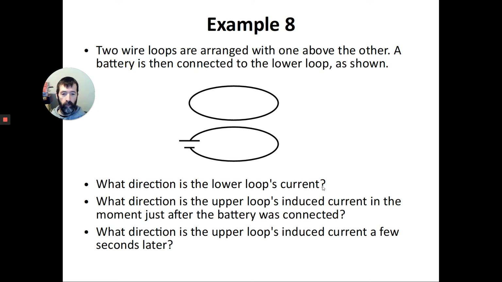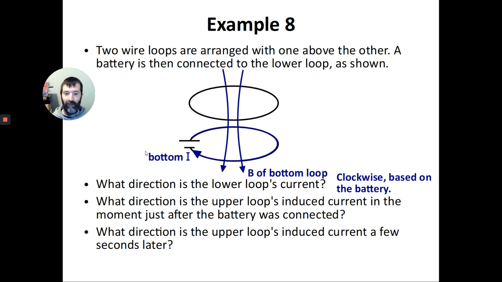What direction is the lower loop's current? Well, you may or may not remember, but when you're looking at a circuit diagram, the long side of the battery is the positive, and current comes out of the positive. So the current is going clockwise.